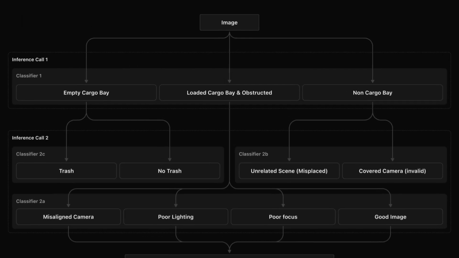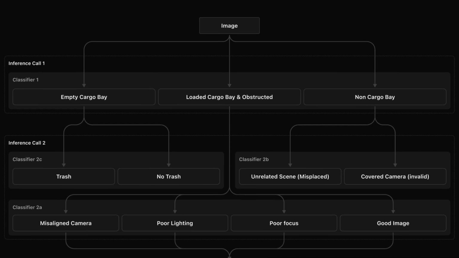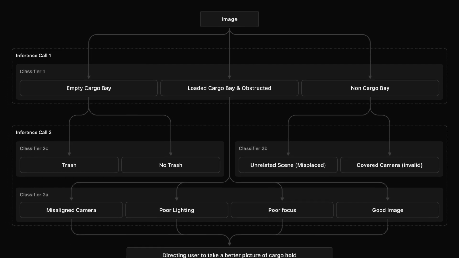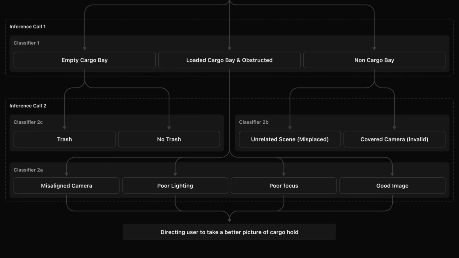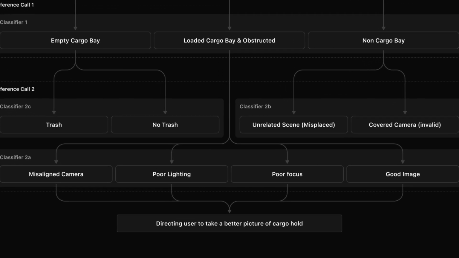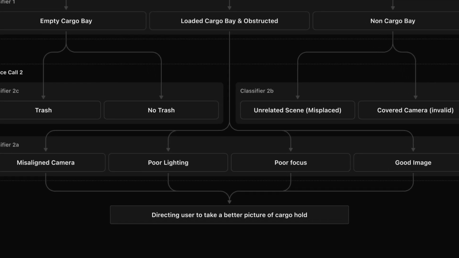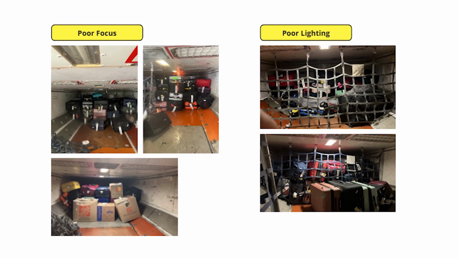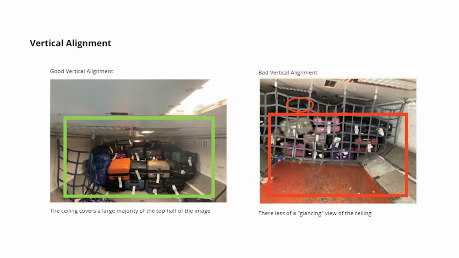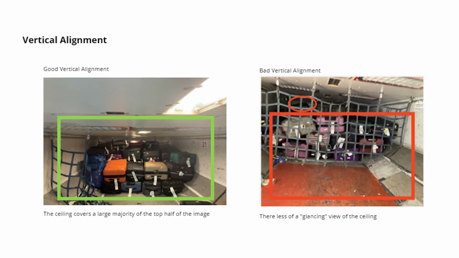That single model approach was failing badly, so we came up with this two-stage architecture, where we first check if the photo is taken from the cargo bay area, and then after verifying that it's from the valid location, we check the quality of the image, where we try to filter out those poorly lit or misaligned images, and get the good ones out of those.